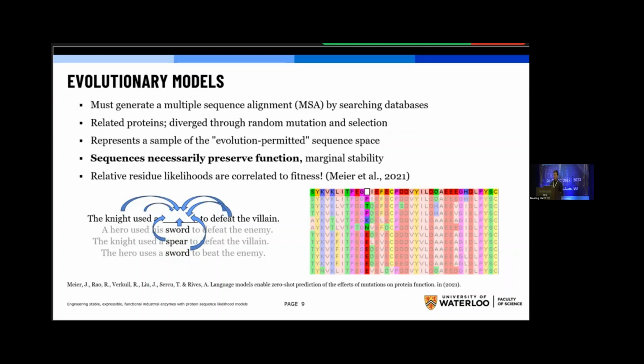Going back to the previous analogy, what we do here is we find a bunch of similar sentences, a bunch of similar sequences. Maybe we would have found them in a book or something. And we can look at other opportunities to fill in that blank with similar sentences, with similar words that were encountered in similar contexts. But in this case, the advantage we get is that we are definitely preserving the function of the protein because we would have to have seen it in nature.